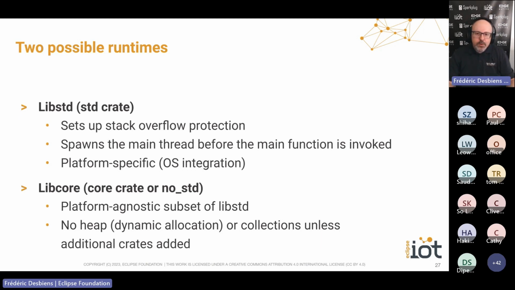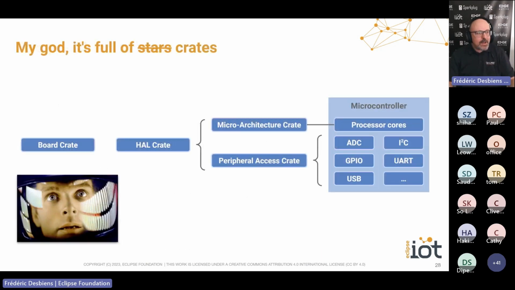But then you can choose to use libcore instead. And really, this is a platform agnostic subset, but there's no heap or collections unless you add in additional crates. And this, of course, balloons the executable size a bit. But libcore is certainly the choice to run on very constrained embedded systems. And certainly, from a maturity perspective, embedded support in Rust was added after, let's say, other features in the language.